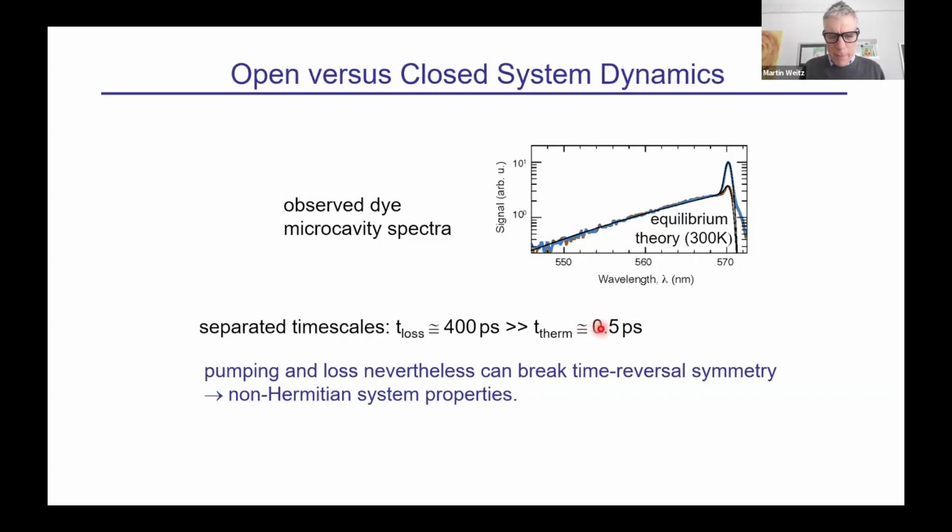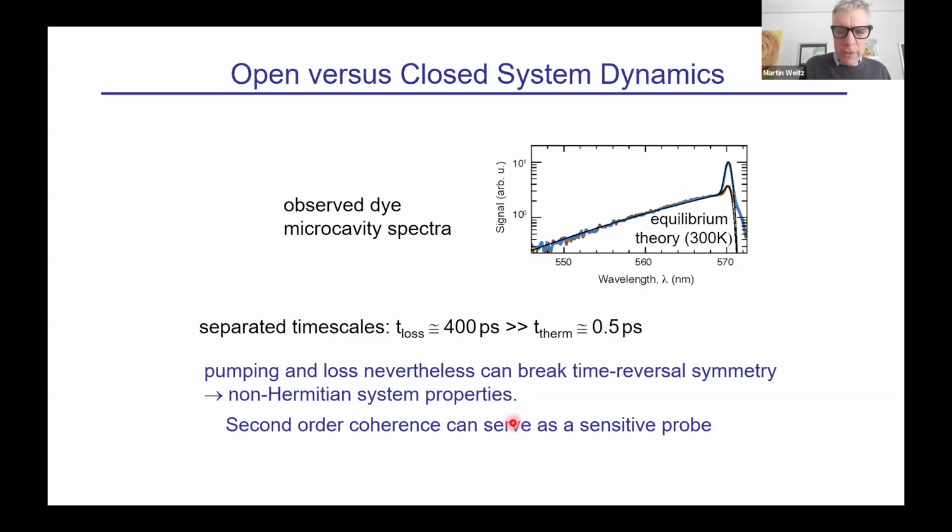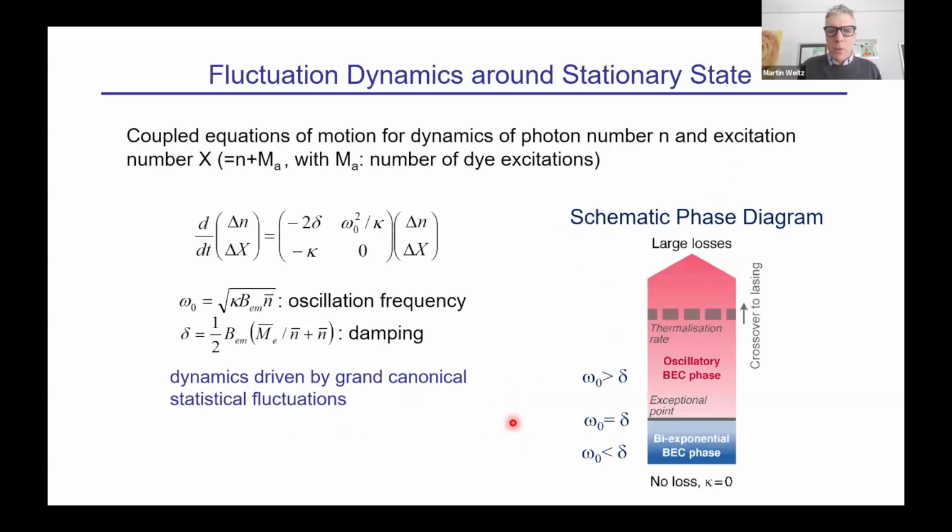But the interesting point is that pumping and loss do nevertheless break time reversal symmetry a little bit, and this is sufficient that non-Hermitian system properties arise. But we cannot detect them with first-order correlation experiments at the scale of our experimental accuracy, while the second-order coherence can serve as a sensitive probe. Well, you saw these oscillations, but how do they precisely emerge? For that, we have to think about the fluctuation dynamics around the stationary state.